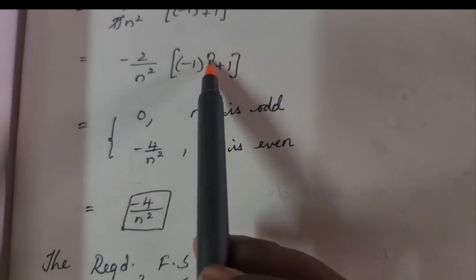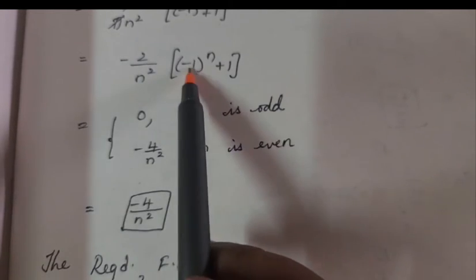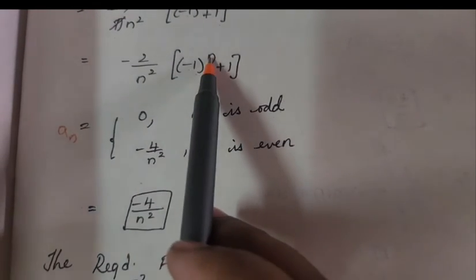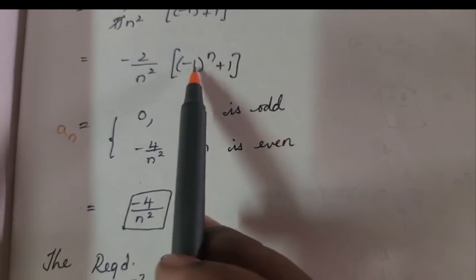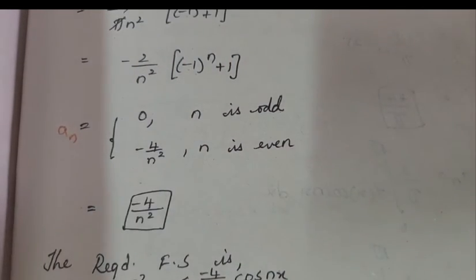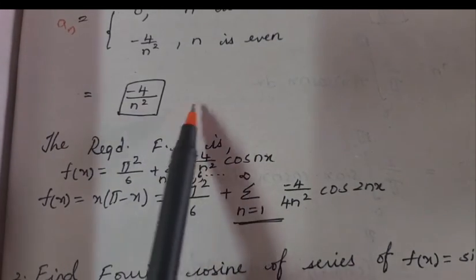So this is equal to 0 if n is odd. If we take n as 3, this is minus 1, minus 1 plus 1 is 0. So if n is odd, the an value is 0. If n is even, suppose n is 2, this is minus 1 whole square, this is 2. 2 into 2, 4. So minus 4 by n square.